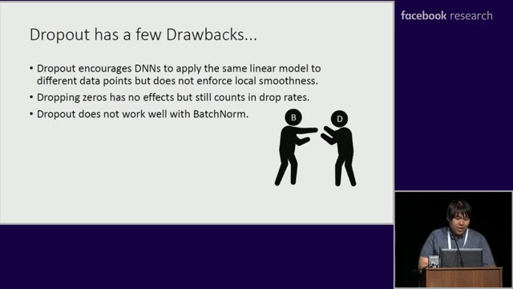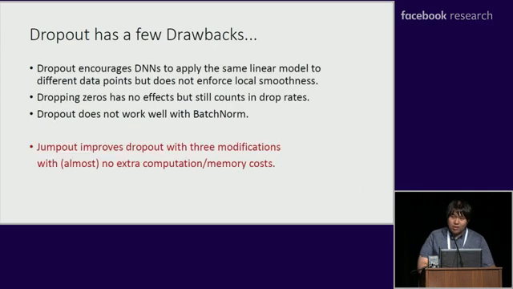And thirdly, dropout does not typically work very well with batch norm layers in practice, and this is mainly due to the shift of the variance created by the dropout rescaling factor. In this work, we propose jump-out layers as an improvement over the dropout layers with 3 modifications to address the 3 issues above. In practice, jump-out has a significantly improved performance over dropout with almost no extra computational or memory costs.